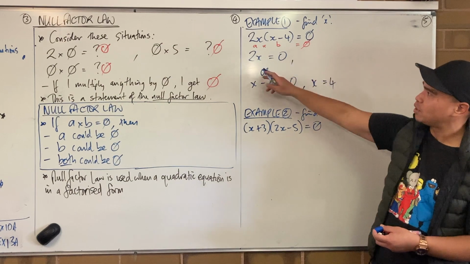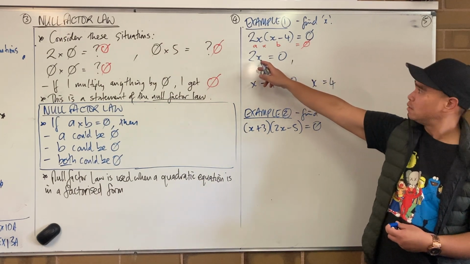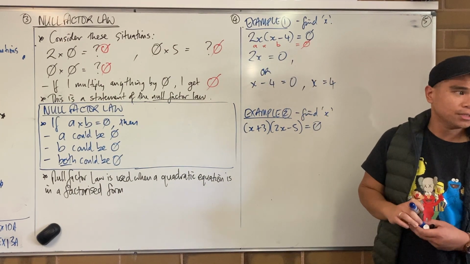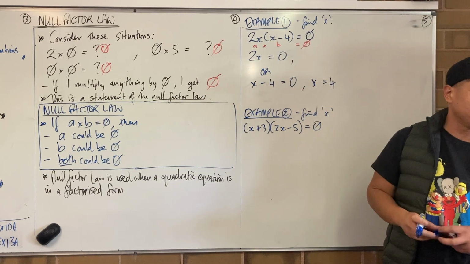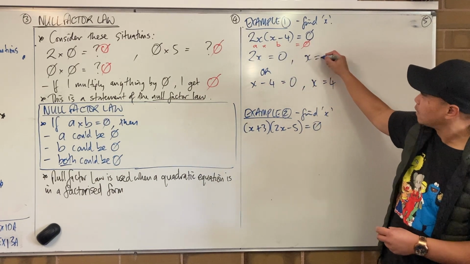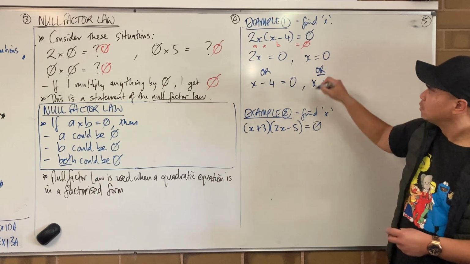Or here, what's 2 doing to x? So what's the opposite of timesing something by 2? If I divide a 0 by 2, what am I still going to have? X could also be 0.